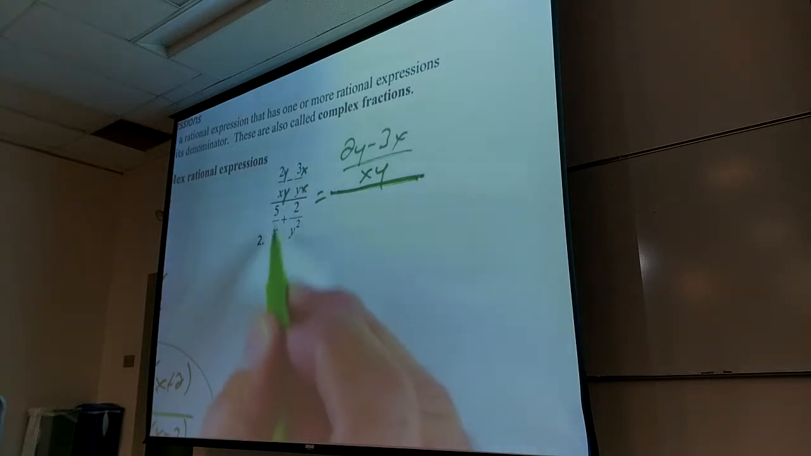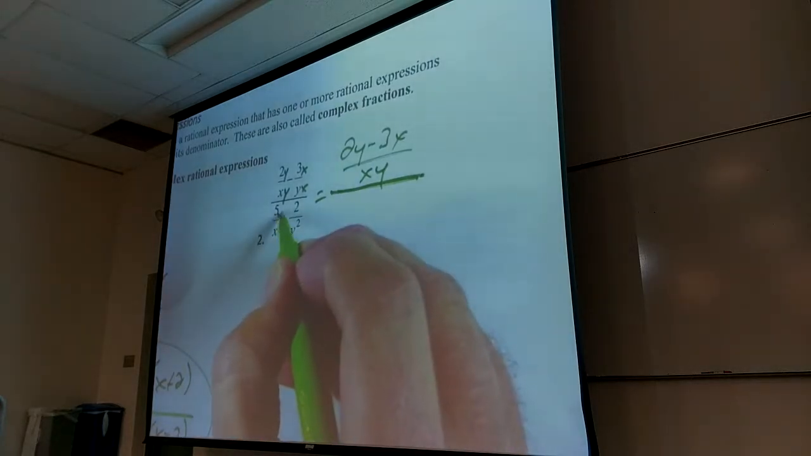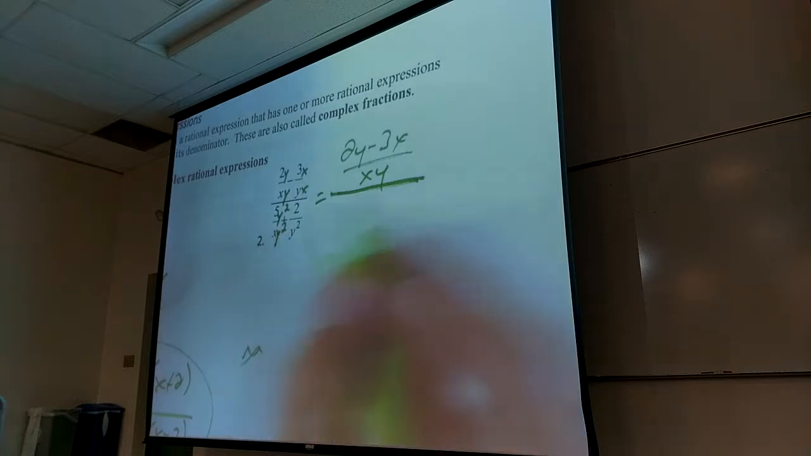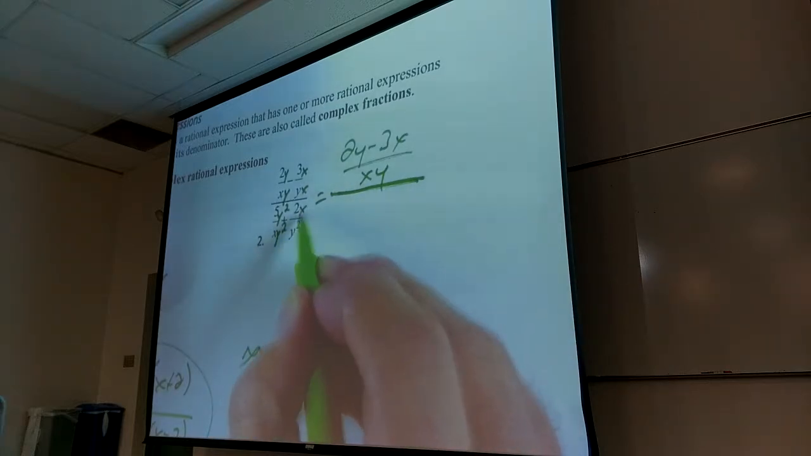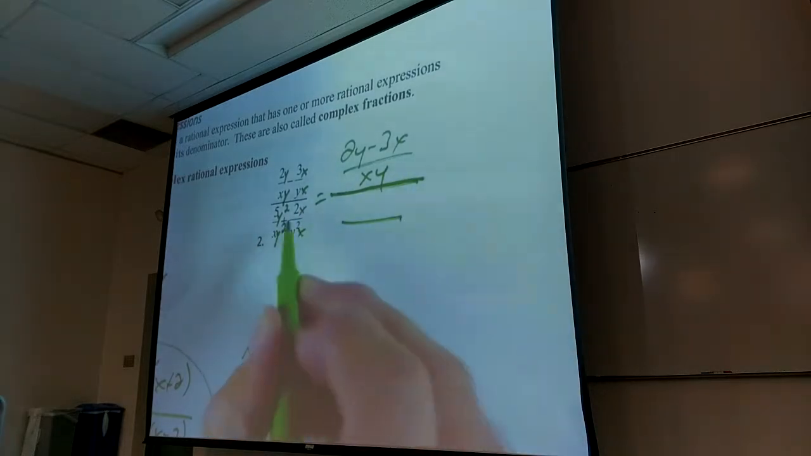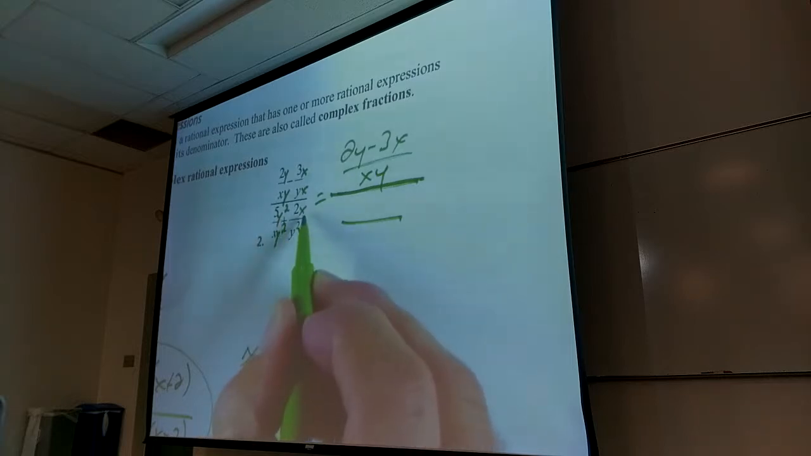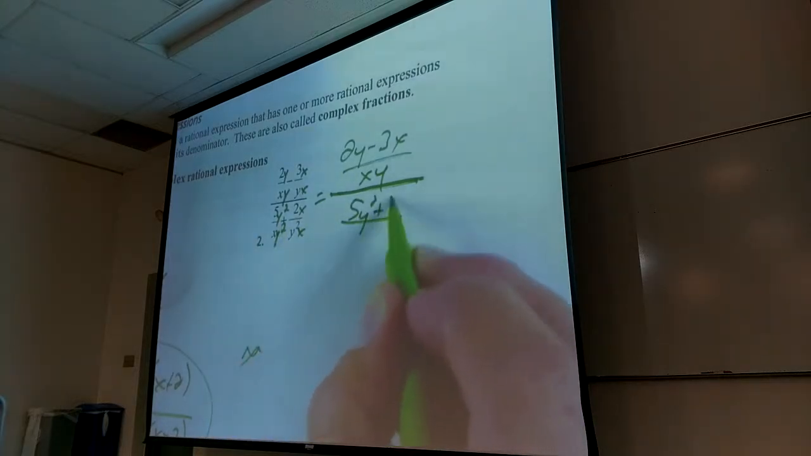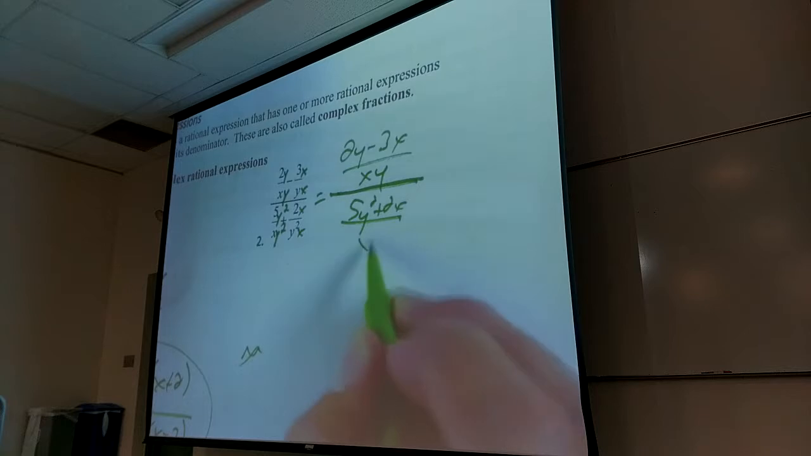So now I just have to worry about the bottom. What's he missing? A y squared. Such a needy little dude. This guy needs an x. So I end up with 5y squared plus 2x all over xy squared. And now I do the same thing I did with this one.